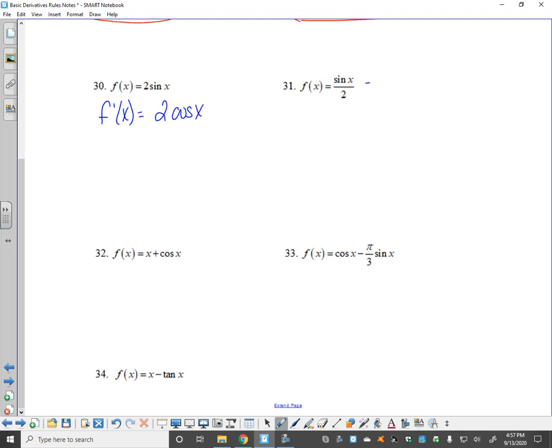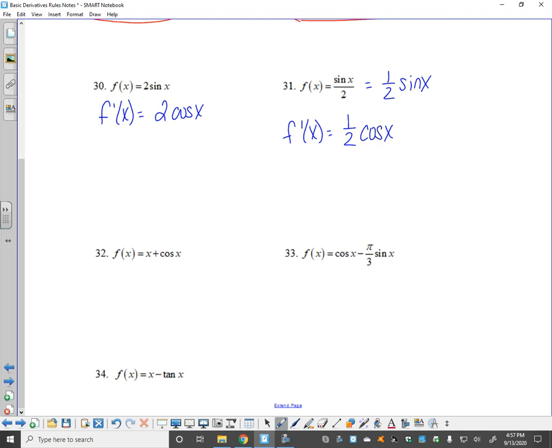Okay, 31, I'm going to rewrite it so that it looks linear, like normal, not quotient-y. So f prime of x equals, all right, the derivative of sine is cosine. So 1/2 cosine x.